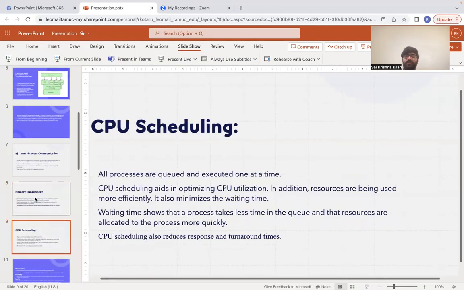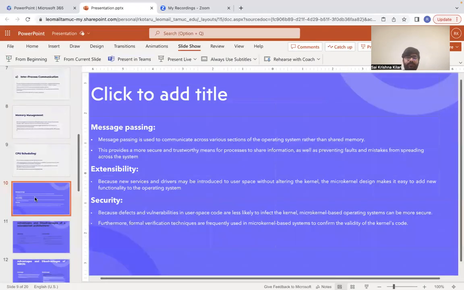CPU scheduling. All the processes are queued and executed one at a time. CPU scheduling aids in optimizing CPU utilization. In addition, resources are being used more efficiently. It also minimizes the waiting time. Waiting time shows that a process takes less time in a queue and that resources are allocated to the process more quickly. CPU scheduling also reduces response and turnaround times.